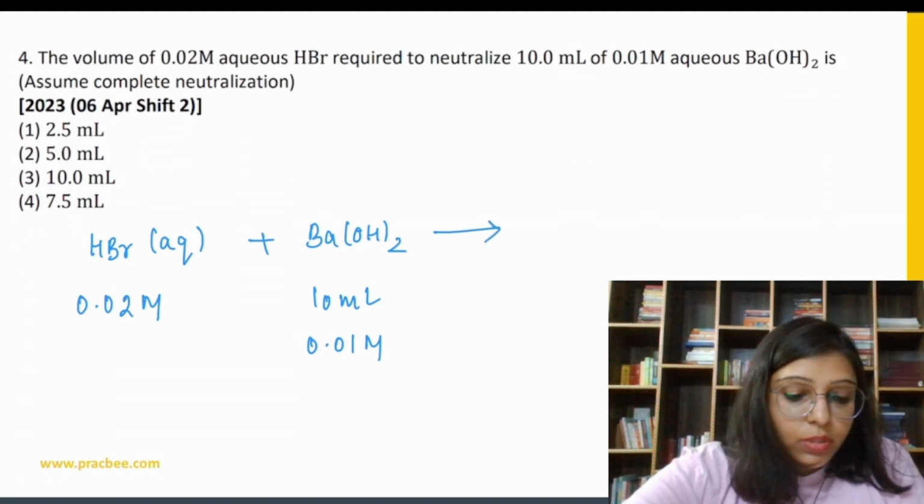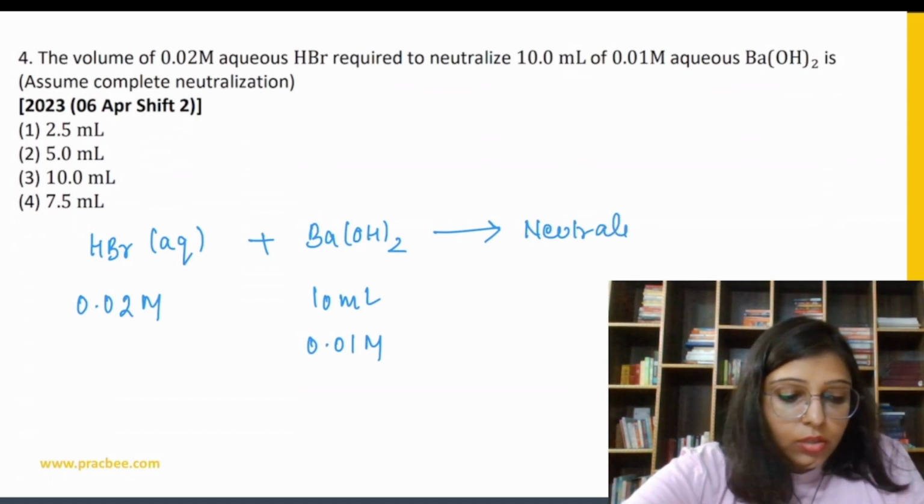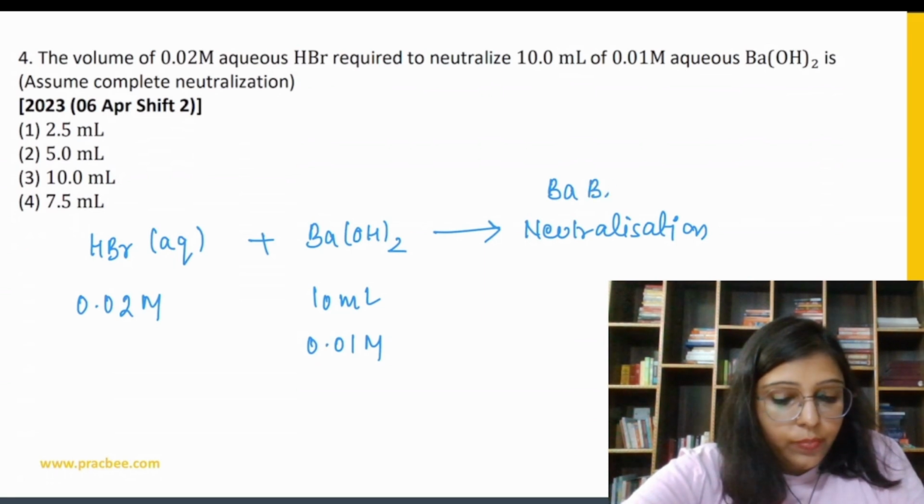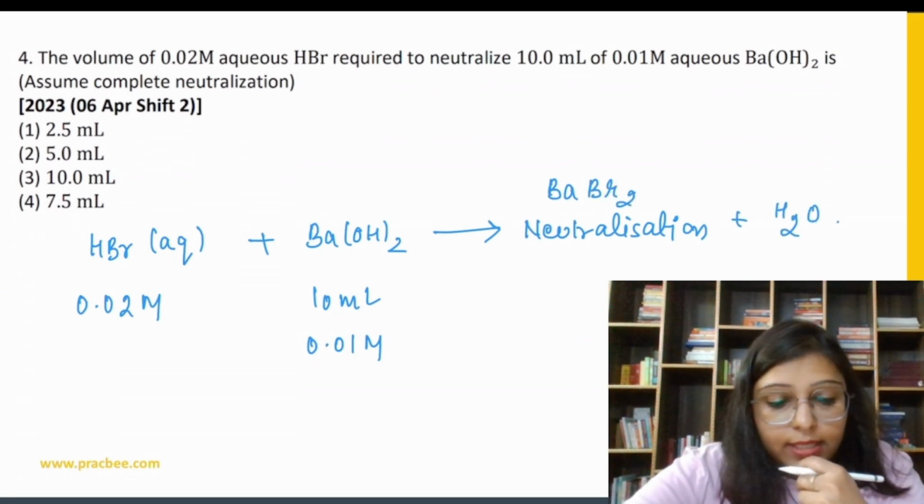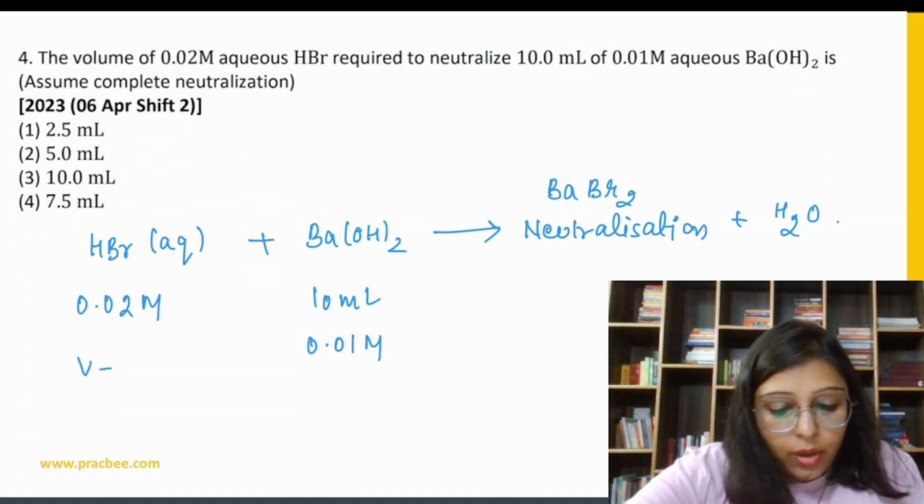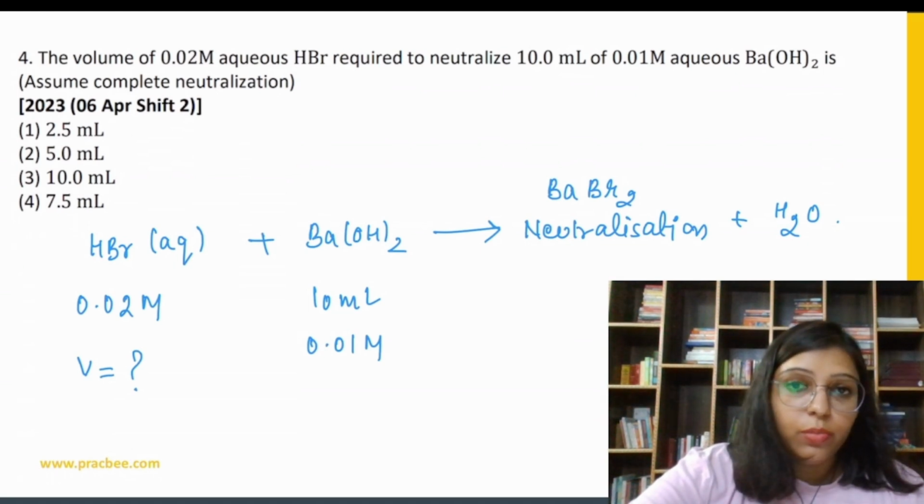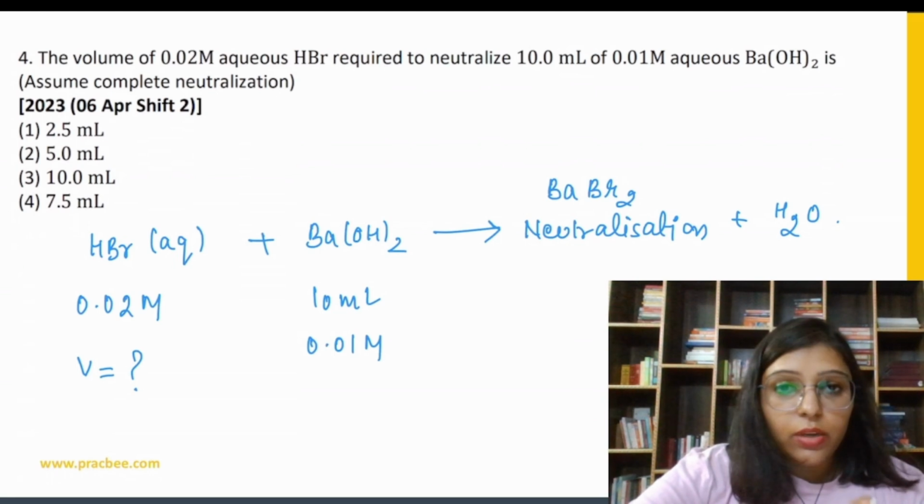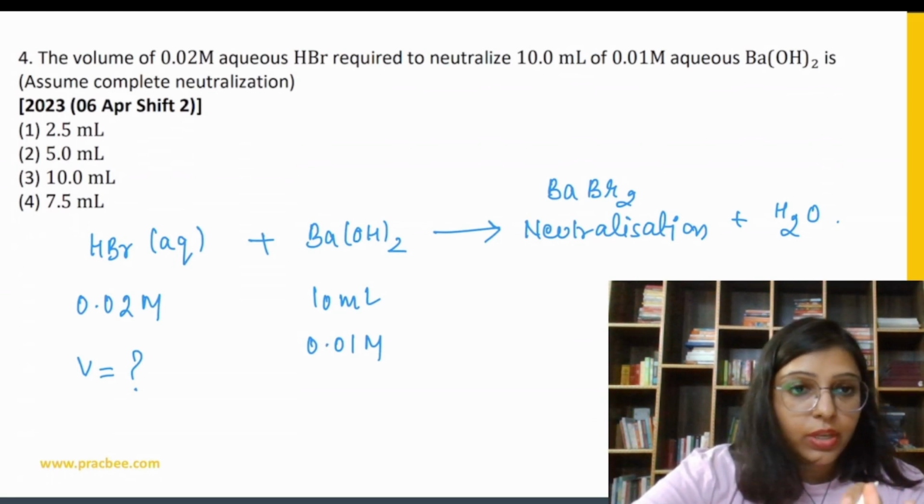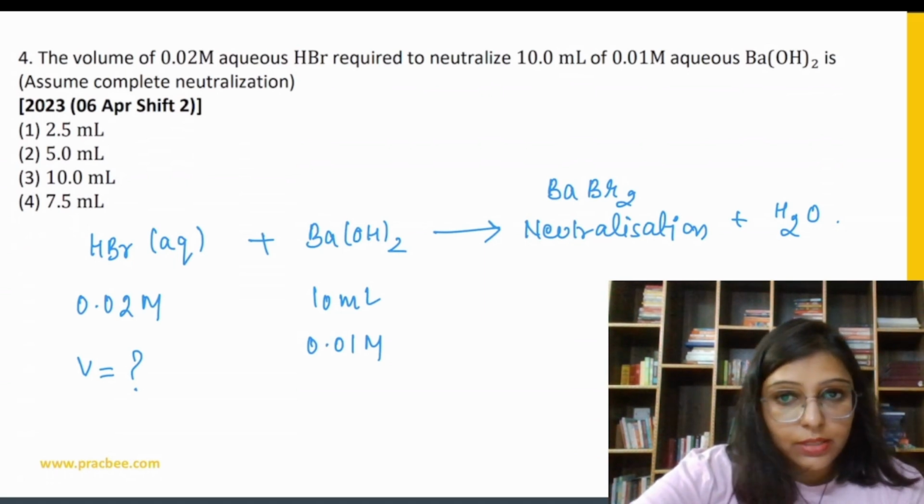So this is going to be the neutralization reaction, right? In a neutralization reaction, we get the salt BaBr2 plus water. So the question says how much volume of aqueous HBr is required to neutralize 10 ml of 0.01 molar barium hydroxide. We can do this reaction in two ways, by the mole concept or by the equivalent concept. Here I am using the equivalent concept.